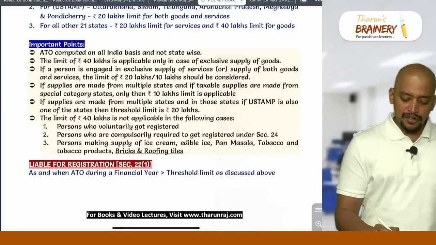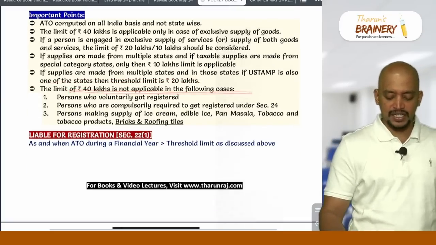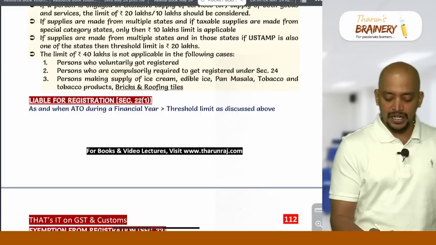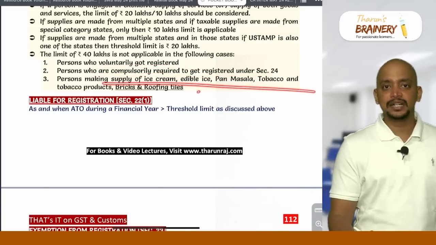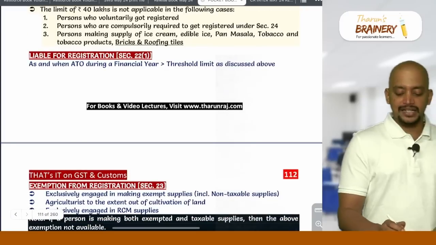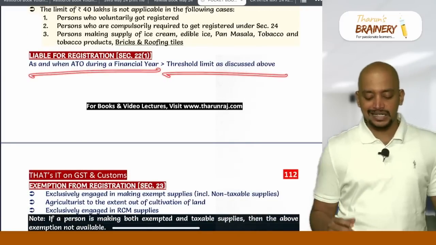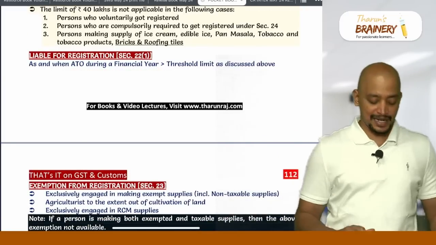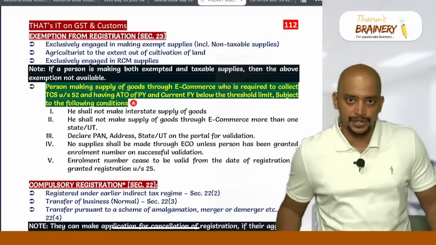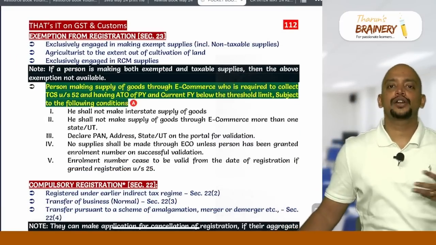Then the limit of 40 lakhs is not applicable in the following cases: a person who is voluntarily getting registered, or who is compulsorily required to get registered, and making supply of these goods: ice cream, edible ice, pan masala, tobacco and tobacco products, bricks and roofing tiles. So as and when aggregate turnover during a financial year exceeds the threshold limit, as discussed above, the person is liable to get registered. Whereas section 23 talks about exemption from registration. So in a few cases a person is not at all required to get registered.